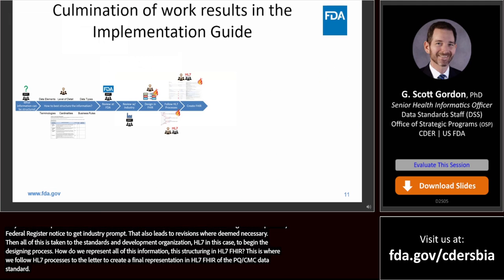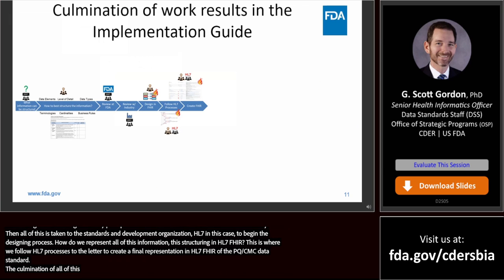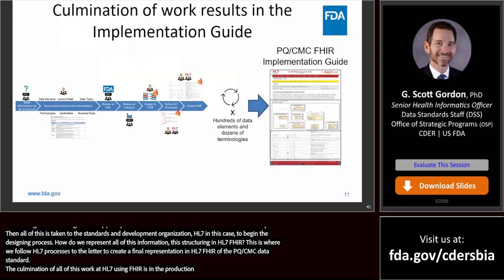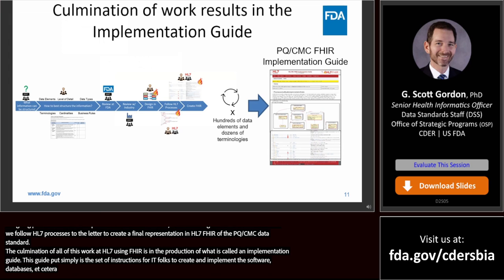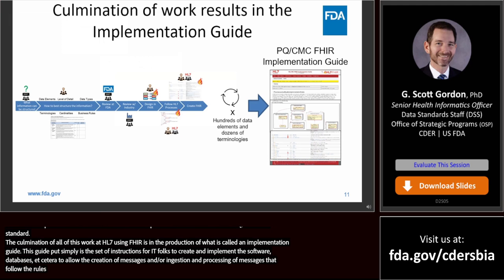The culmination of all this work at HL7 using FHIR is in the production of what is called an implementation guide. An implementation guide, put very simply, is the set of instructions for IT folks to create and implement the software, databases, etc., to allow the creation of messages and/or ingestion and processing of messages that follow the rules set down in the standard, all of this work that was developed.